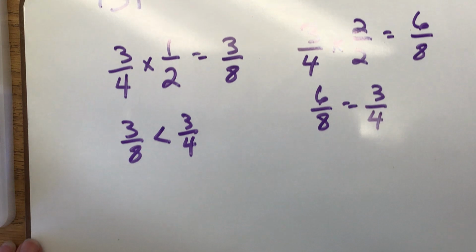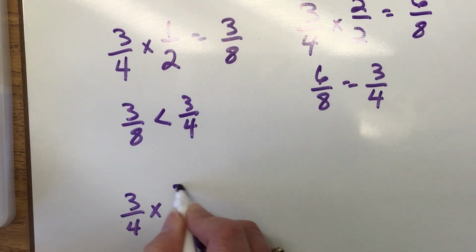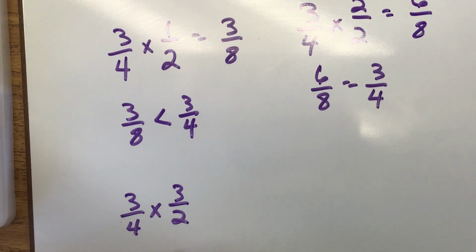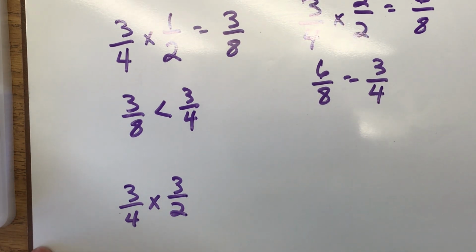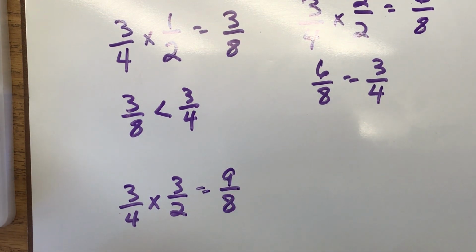But I can take 3/4, and now I'm going to multiply it by 3/2. 3/2 is an improper fraction. It's greater than 1. So if I multiply 3/4 times 3/2, I get 9/8. 9/8 is greater than 1. So therefore, it's greater than 3/4. 9/8 is greater than 3/4.